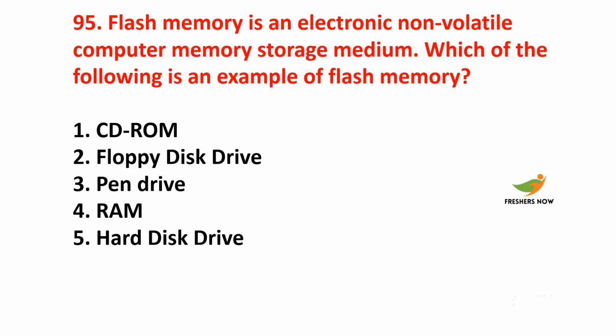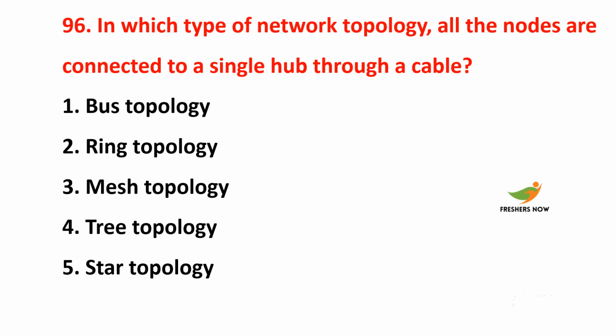95th question. Flash memory is an electronic non-volatile computer memory storage medium. Which of the following is an example of flash memory? And the answer is option 3, pen drive. 96th question. In which type of network topology all the nodes are connected to a single hub through a cable? And the answer is option 5, star topology.